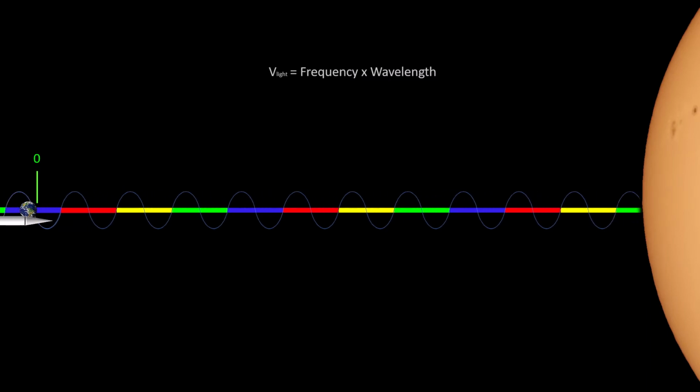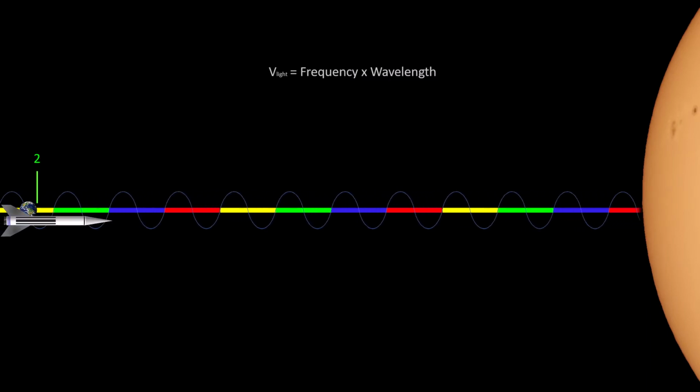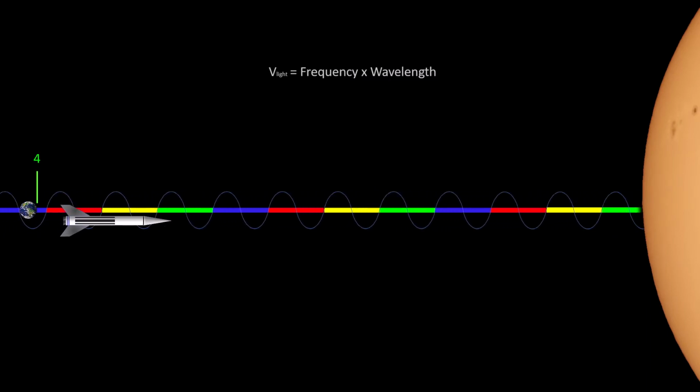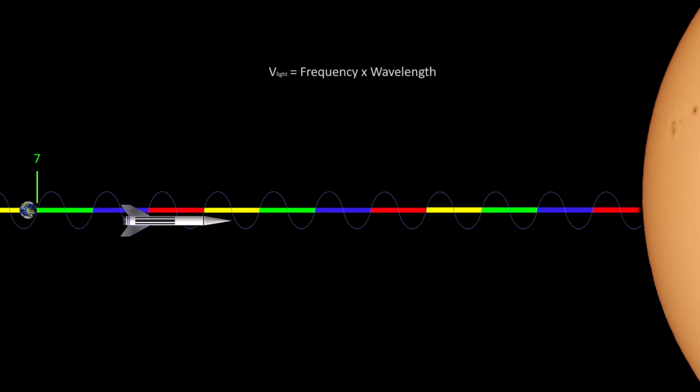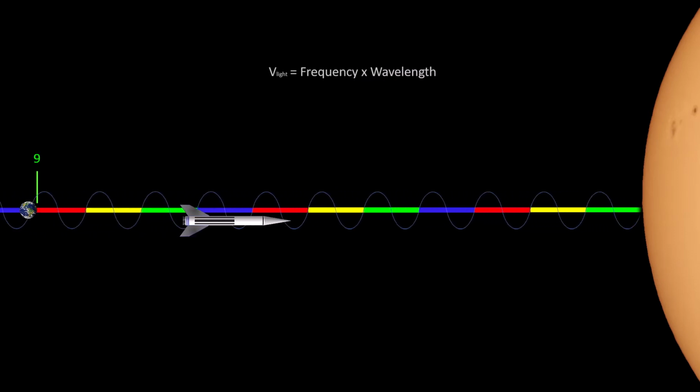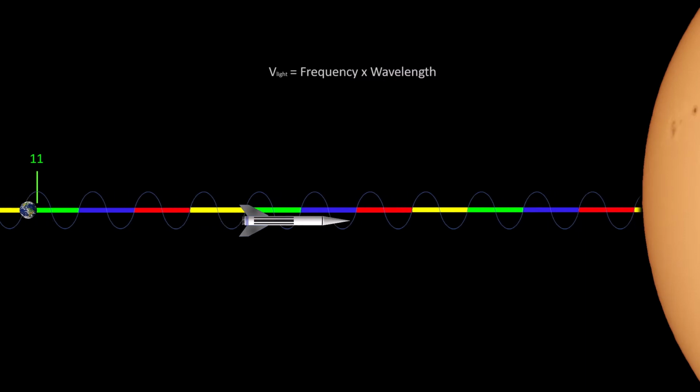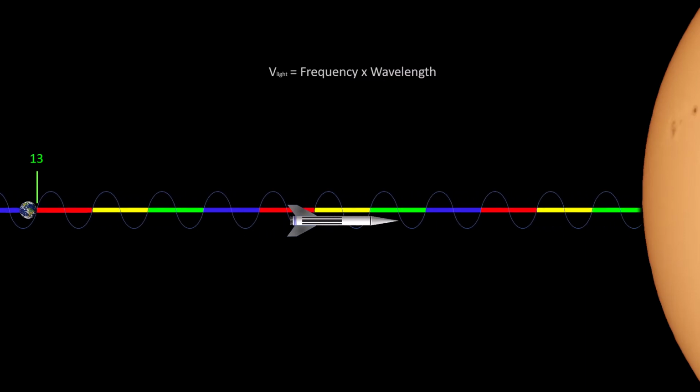The counter began the instant the blue cycle simultaneously reached Earth and the rocket. It will count each time a new cycle reaches the Earth. We are going to stop the animation and plug the numbers into our light velocity equation. The Earth saw a total of 13 cycles. The rocket saw an additional 6.5 cycles due to its velocity, and therefore saw 19.5 cycles.